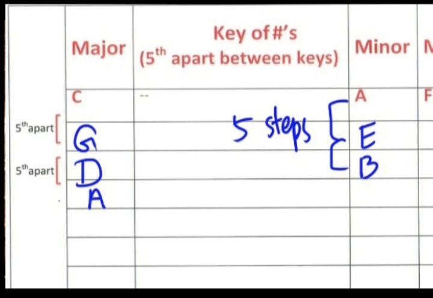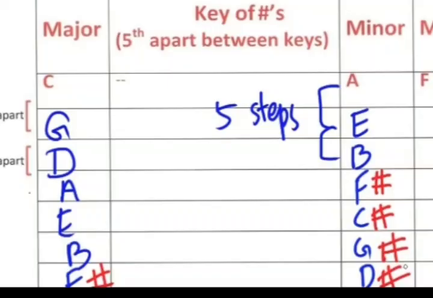All minor keys in the left room are 5th apart. So A, B, C, D, E. So the next key will be E minor. After E, F, G, A, B. So B minor, and so on. And for the left room, starting from F, all keys have sharps. So starting from F sharp, the minor key, F sharp minor, C sharp minor, G sharp minor, and so on.